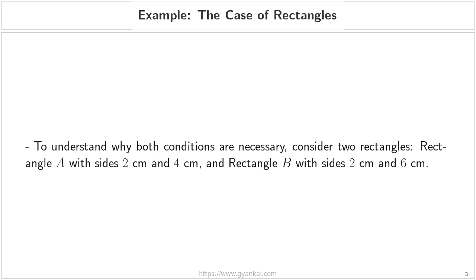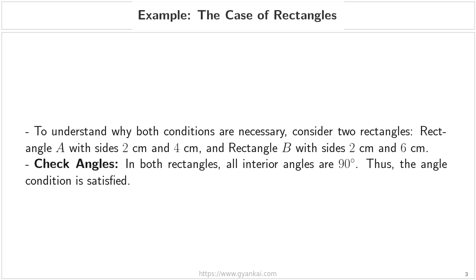Now, to really grasp why we can't just rely on angles alone for all shapes, let's look at a concrete example on this slide. We are going to compare two rectangles, which are a type of quadrilateral. Imagine we have rectangle A, which has a width of 2 centimeters and a length of 4 centimeters, and then we have rectangle B, which has a width of 2 centimeters but a longer length of 6 centimeters.